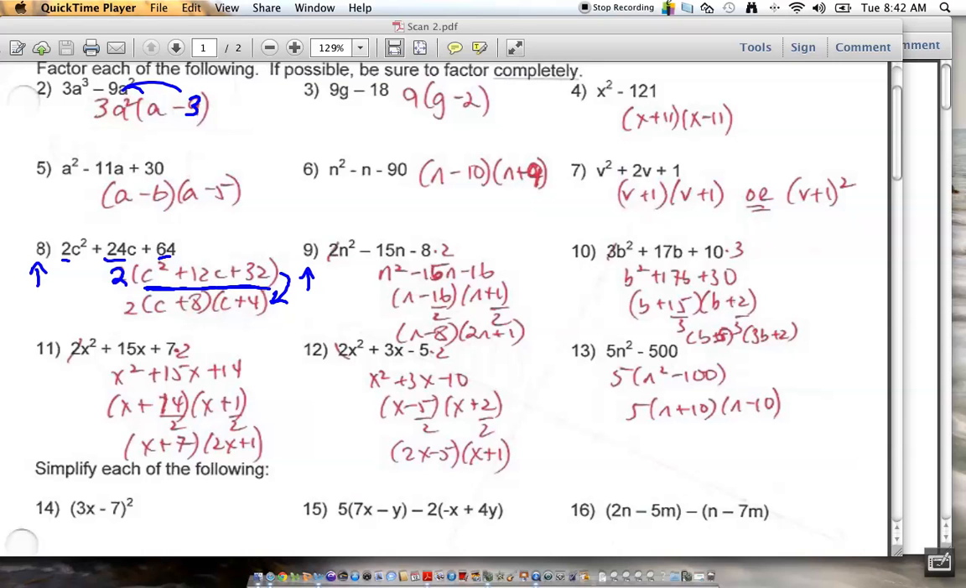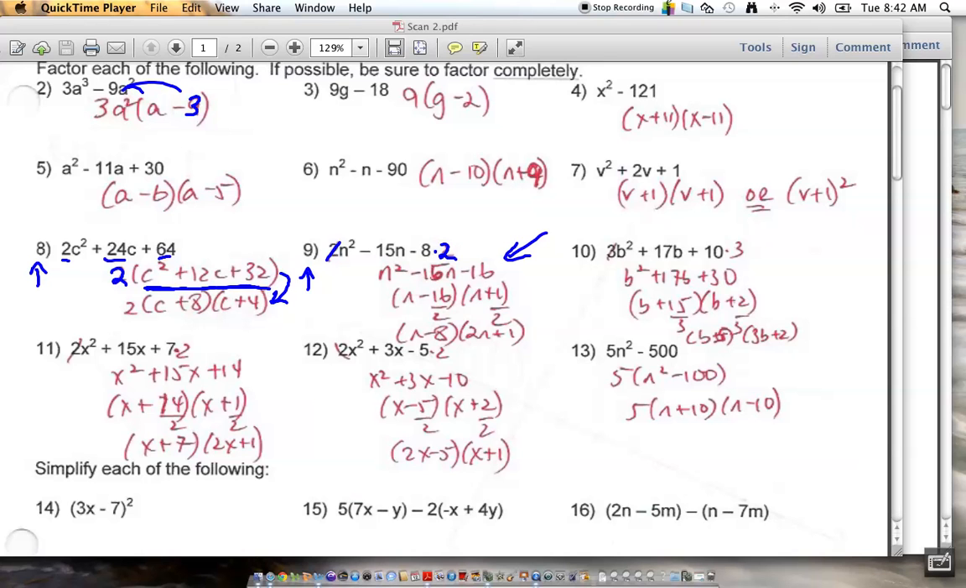Now, on number 9, there's no 2 in common because of that 15n in the middle. 2 doesn't go into 15. So when there is no common factor, we go to the very aptly named Plan B. And Plan B just means I'm going to try an alternative strategy. So I'm going to take the 2 and multiply it at the end. And that gives me a whole new trinomial: n squared minus 15n, but 8 times 2 is 16.